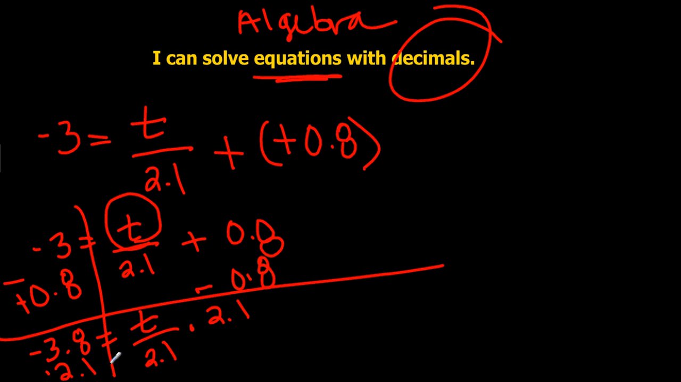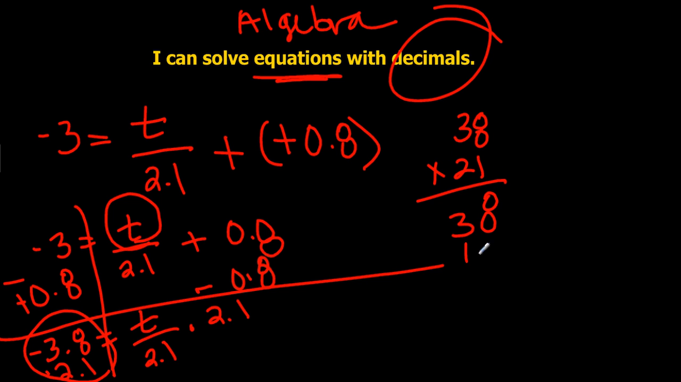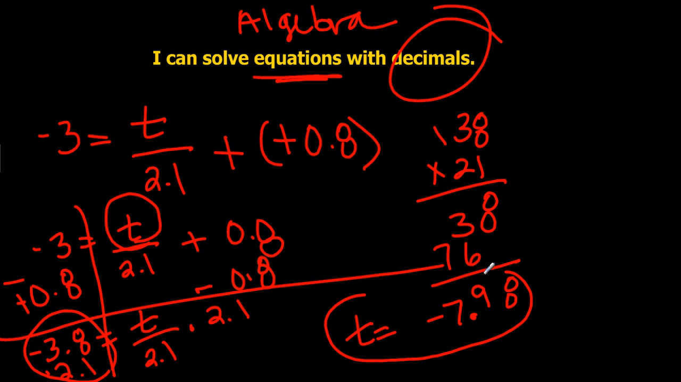Okay, so now I have this problem, -3.8 times 2.1. I know how to do multiplication of decimals. I pull my decimals out, multiply them both as whole numbers, and then I'll put the decimal back in. I had one decimal place here, one here, so that means I'm going to end up with 2. And I also have to remember this one was negative and this one was positive. A negative times a positive is a negative answer. So my solution to my equation ends up being t is equal to -7.98, which is a fantastic answer, I hope.